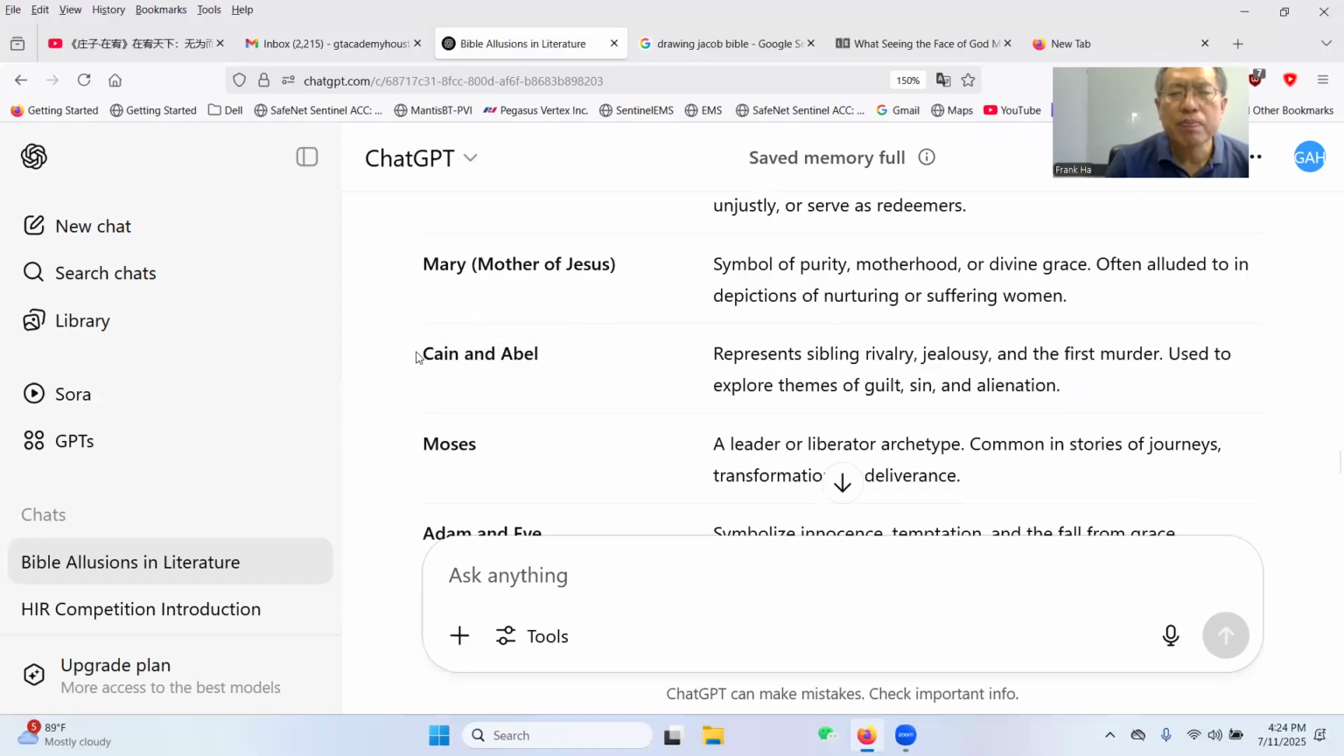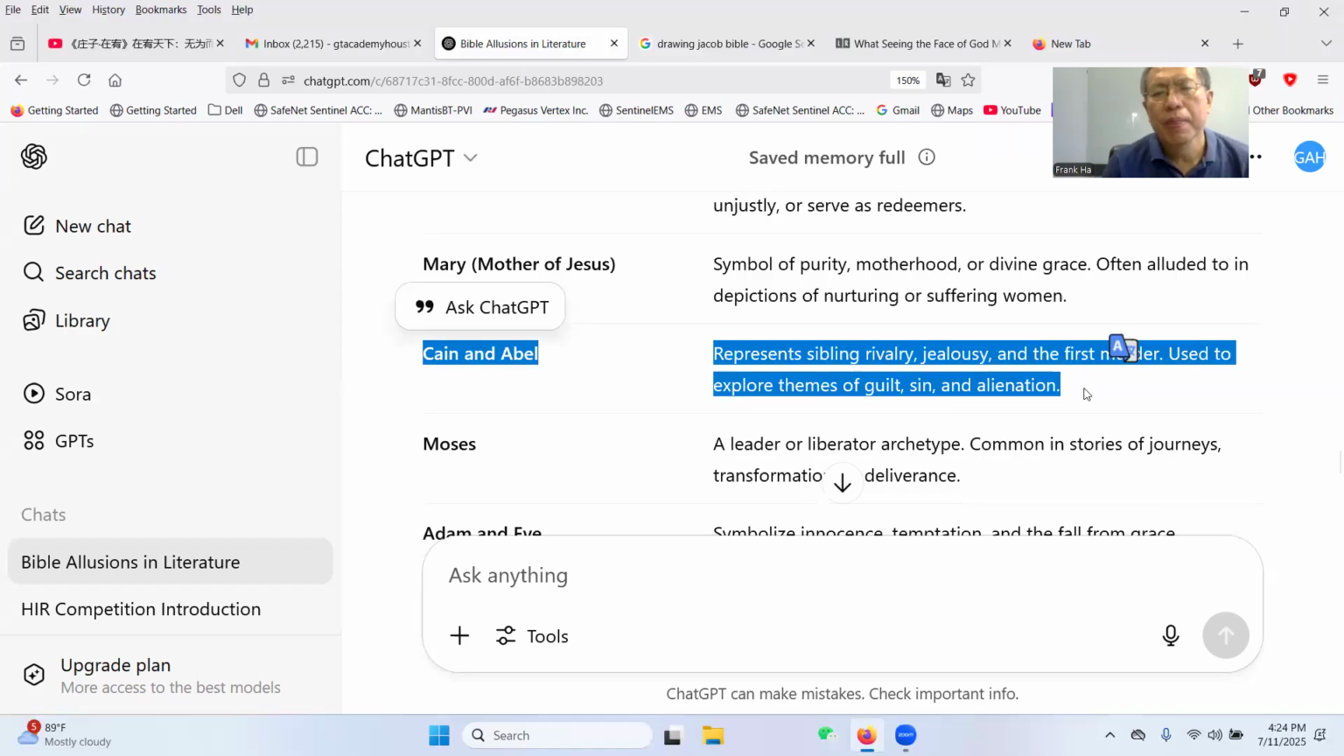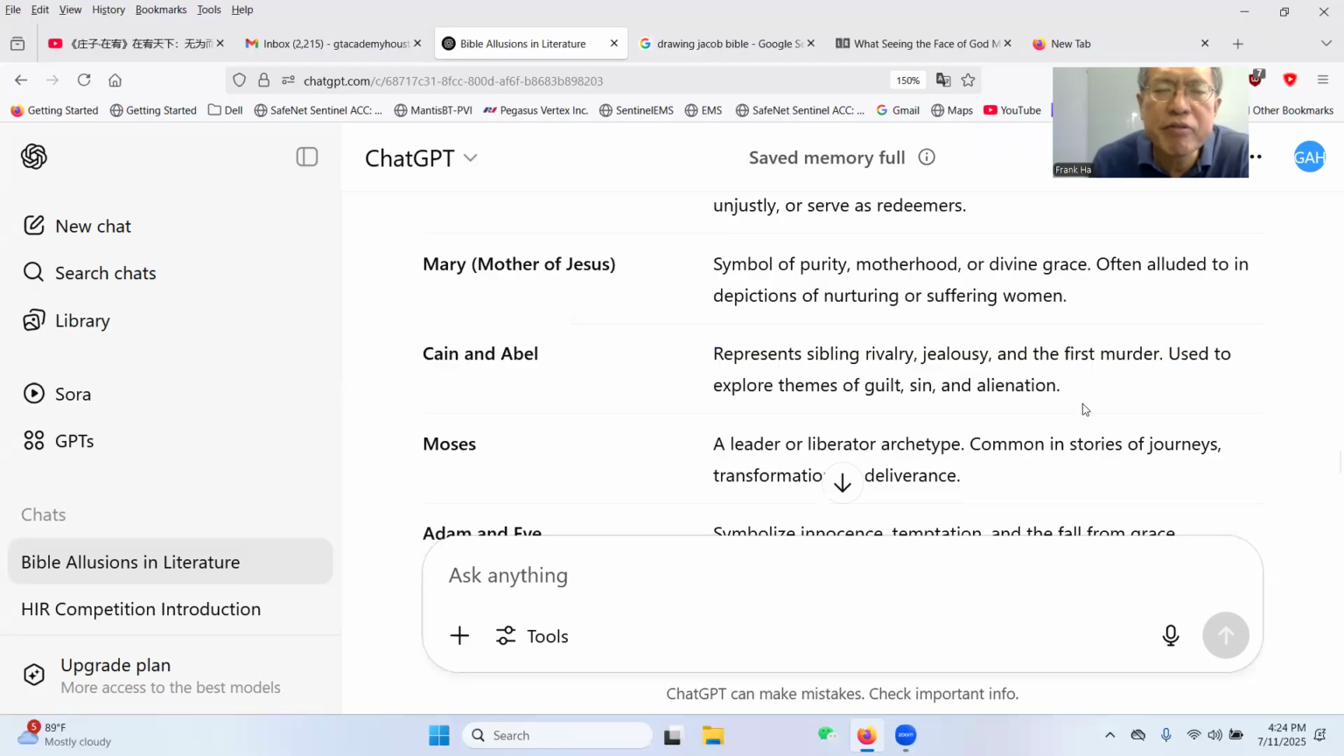Okay, Brian, go. Rival and sibling rivalry, jealousy, and the first murder used to explore themes of guilt, sin, and alienation. Alienation. What is alienation? Separation from God.